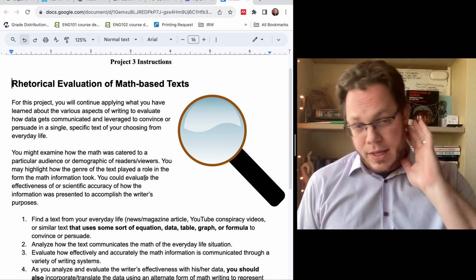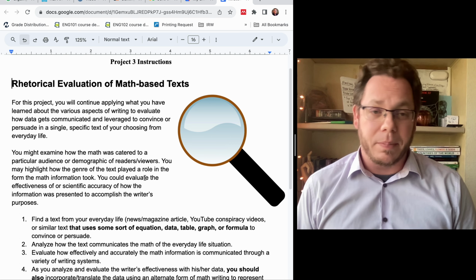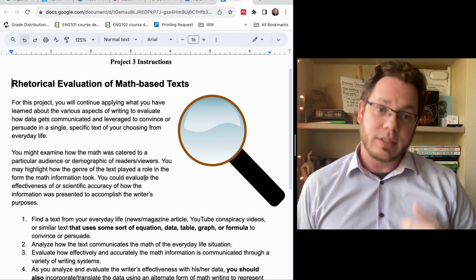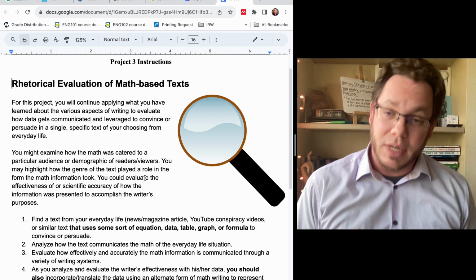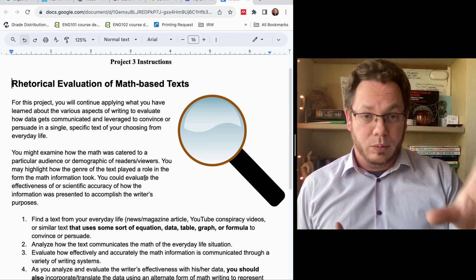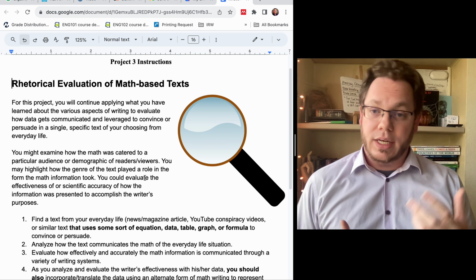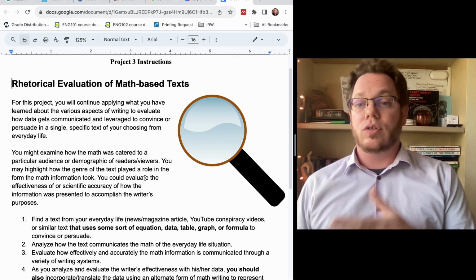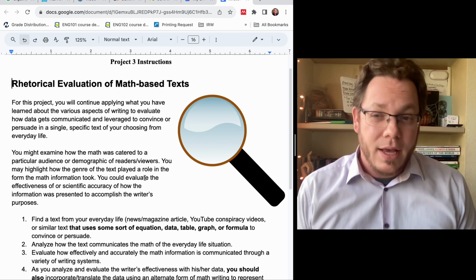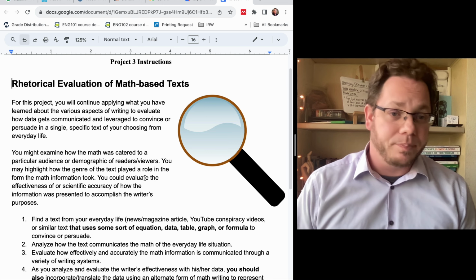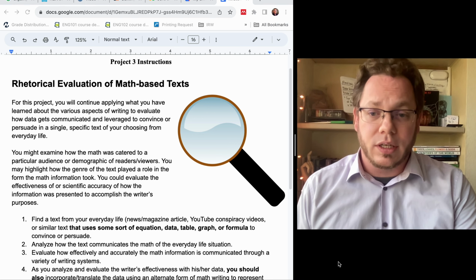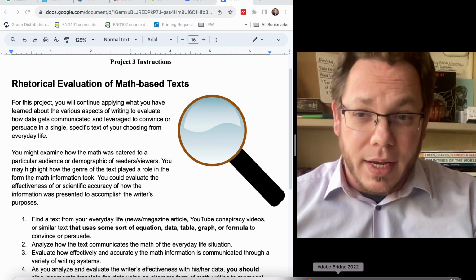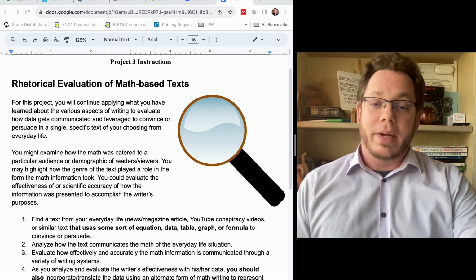That's key. It's not just what is happening or what is being said, it's how it's being said, why it's being done in this way, possibly why they used the medium that they did. But most importantly with this one, how are they using the data? How are they using math to make the argument they're making? Cool, awesome. So something to consider. So as you're thinking about that, keep that in mind. All right, overdramatic, I know.